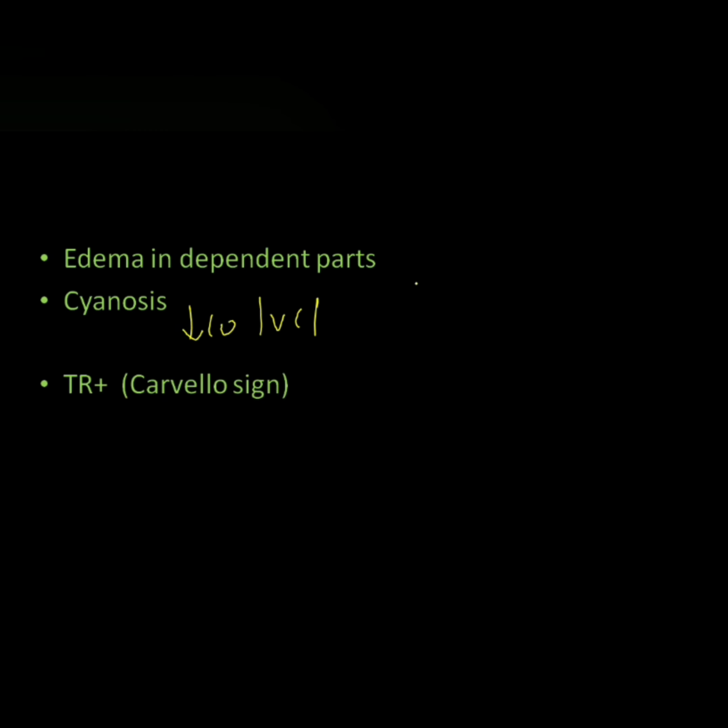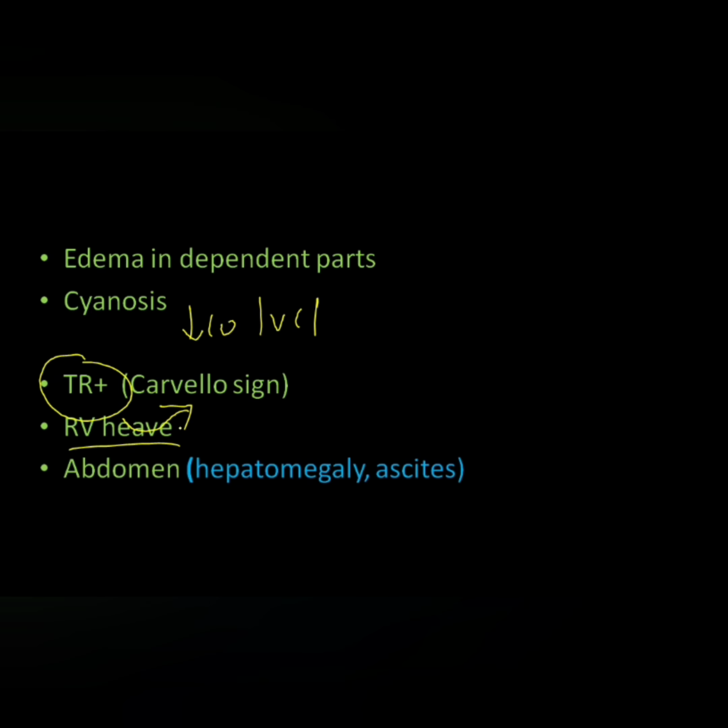Tricuspid regurgitation will be present, so you can hear the hollow systolic murmur, and this murmur will increase with inspiration, which is called Carvallo's sign. In severe RV dysfunction, this Carvallo's sign might be absent also. And then you can feel for the right ventricular heave, which is the parasternal heave, close to the left border of the sternum. And with abdominal examination, you can have hepatomegaly and ascites.